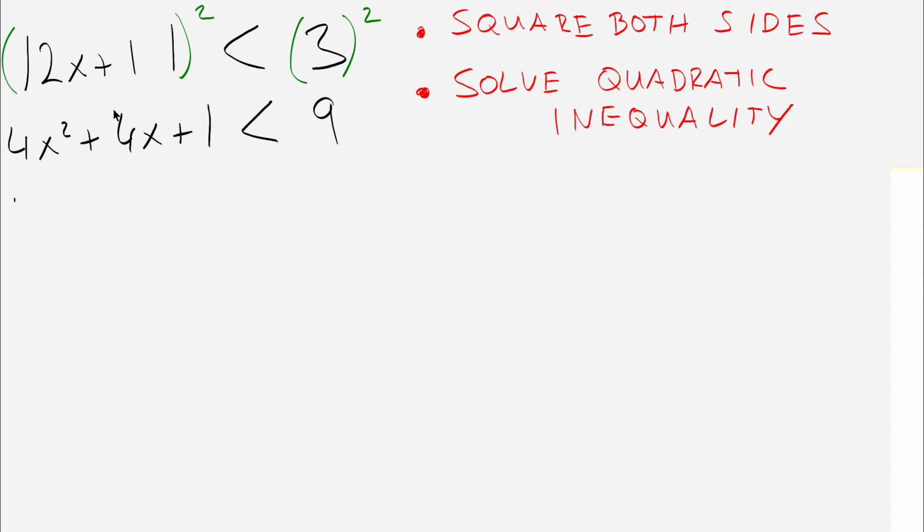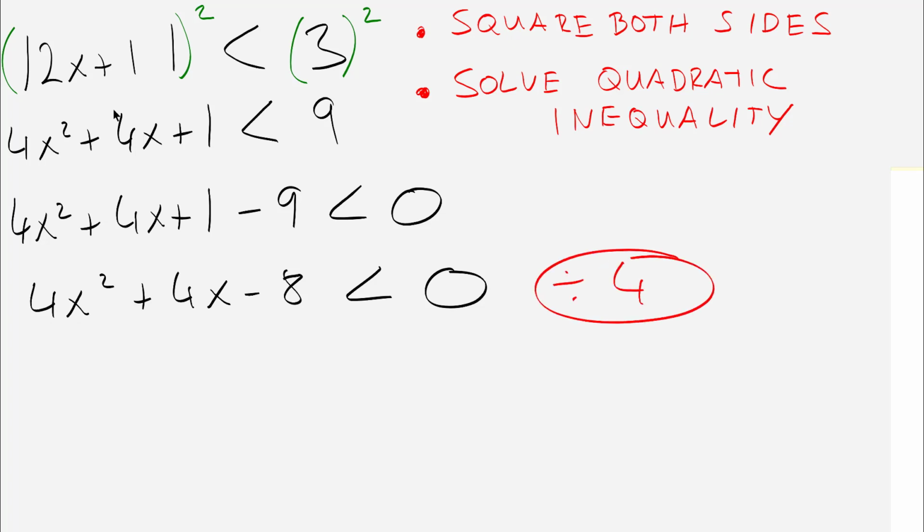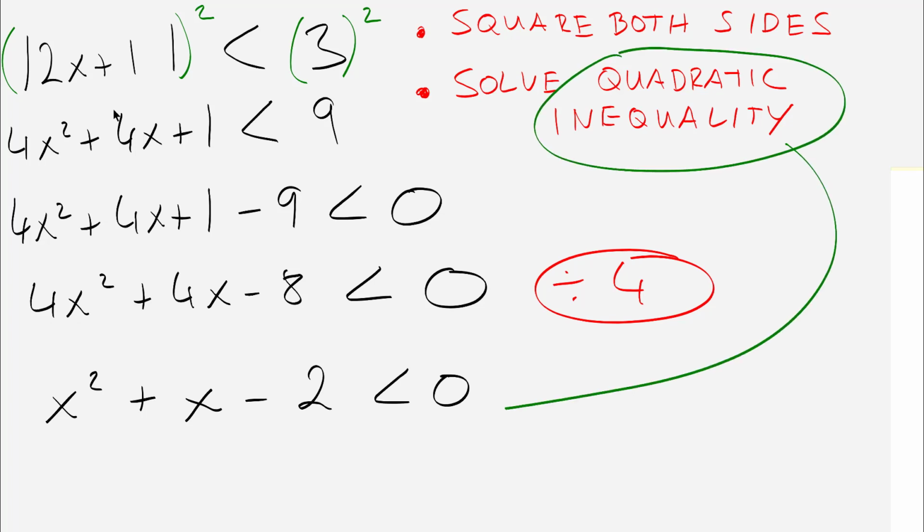So continuing on here, that will leave us with 4x squared plus 4x plus 1 minus 9 is less than 0. So in other words, 4x squared plus 4x minus 8 is less than 0. Now this particular inequality can be simplified if we divide it by 4. That will leave me with x squared plus x minus 2 is less than 0. And this right here is a quadratic inequality. We've already looked at quadratic inequalities and we know well how to solve them. So we're going to look at that on the next page here.